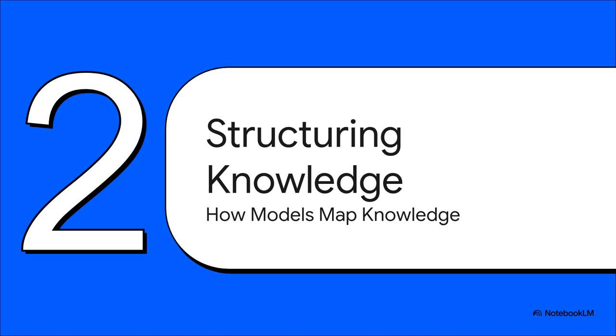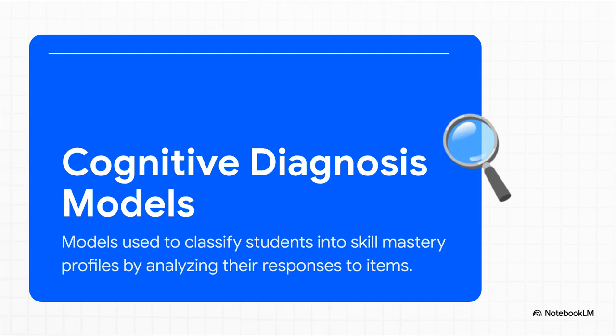I mean, how can you possibly create a structured blueprint for what a person knows, or maybe more importantly, what they don't know? Well, one of the main tools we use for this are these things called cognitive diagnosis models. The idea here is, instead of just giving a student a single score on a test, these models dig deeper. They look at the pattern of their answers to figure out which specific underlying skills they've truly mastered.